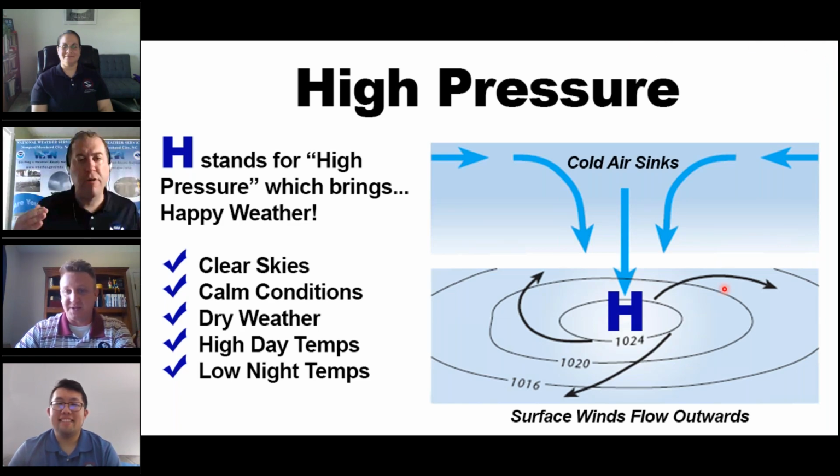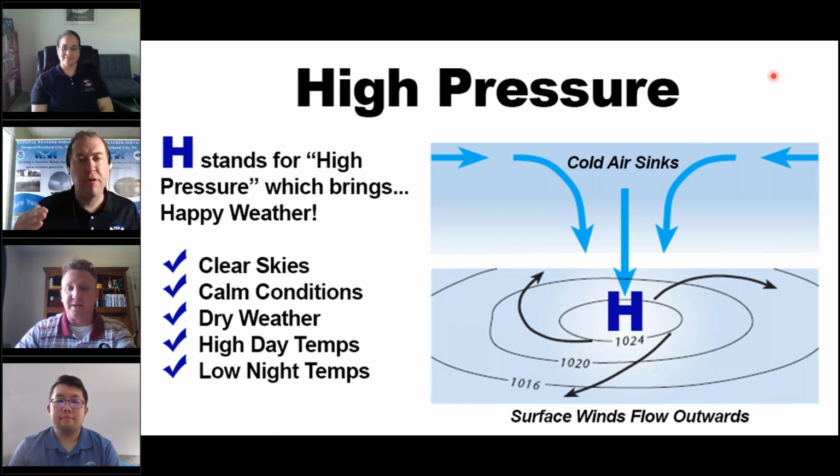Talking about high pressure systems, again, they're noted by those blue H's on the weather map. H stands for high pressure, which brings happy weather. So traditionally, high pressure systems lead to clear skies, calm conditions related to the wind, drier weather, high temperatures during the day and low temperatures during the night. If you look at this graphic over here, you see that cold air is sinking from aloft up in the upper atmosphere, and when it gets down to the surface, that air's got to go somewhere. So you see the air blowing out away from this high pressure out at the surface.